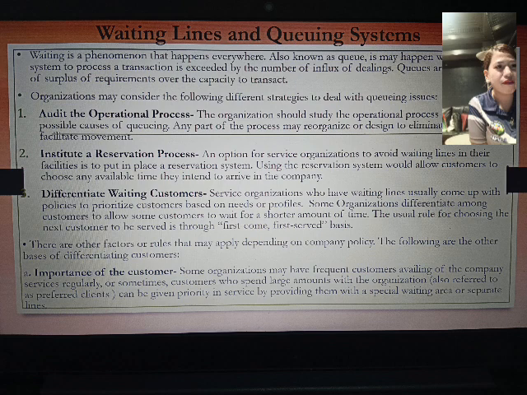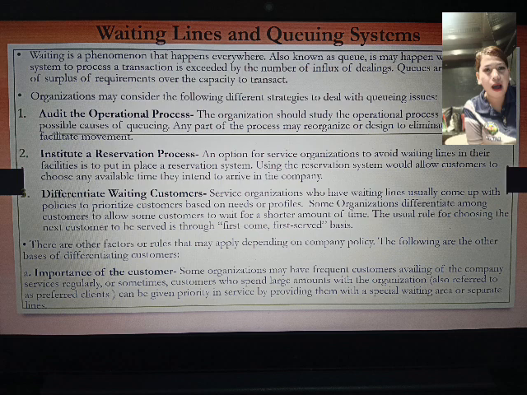So we have here the following that are the basis of differentiating customers. First, we have the importance of the customer. Of course, some organizations may have frequent customers availing of the company services regularly, or customers who spend large amounts with the organization, also referred to as preferred clients, who can be given priority in service by providing them with a special waiting area or separate lines.